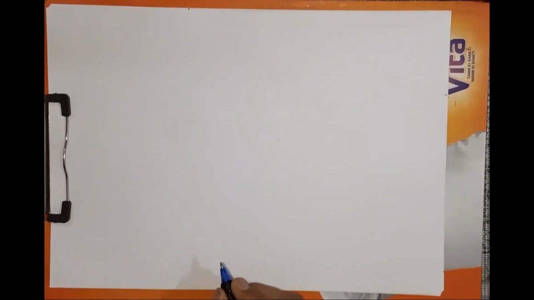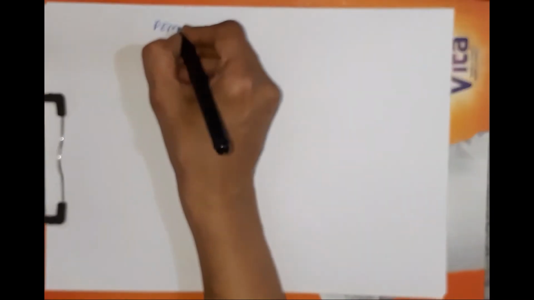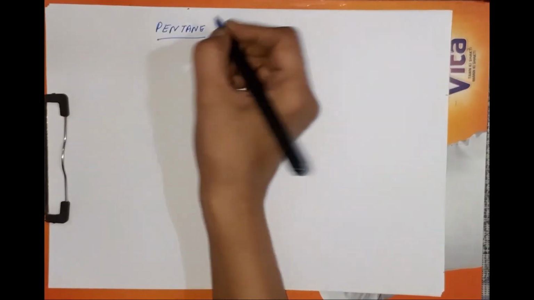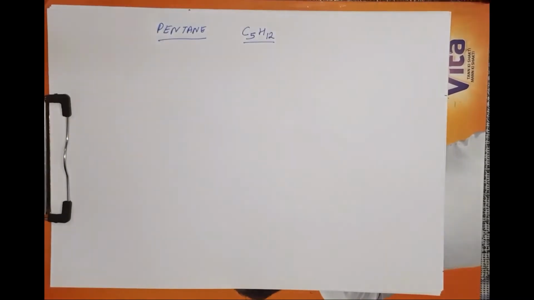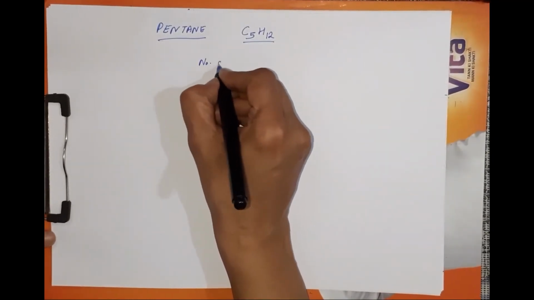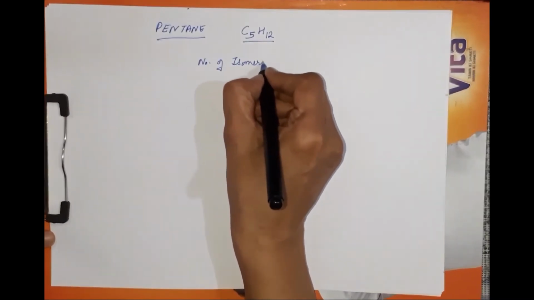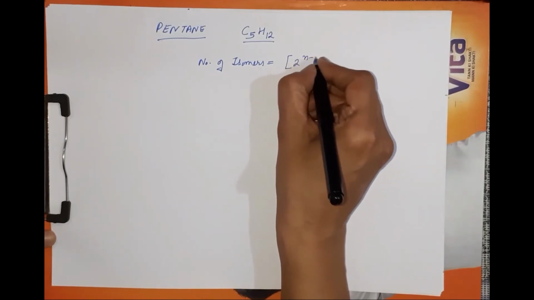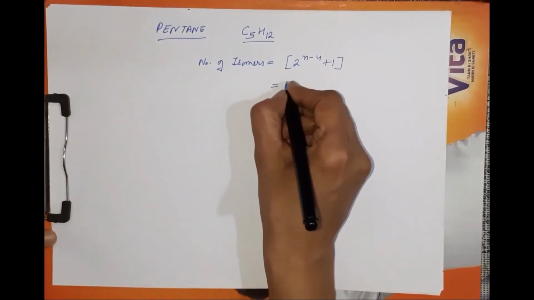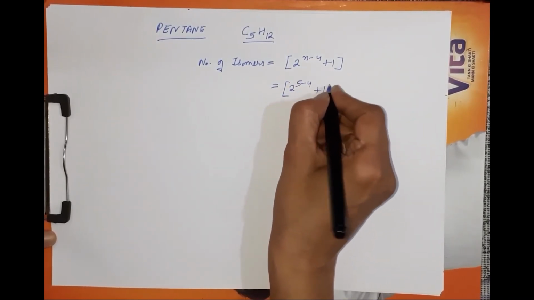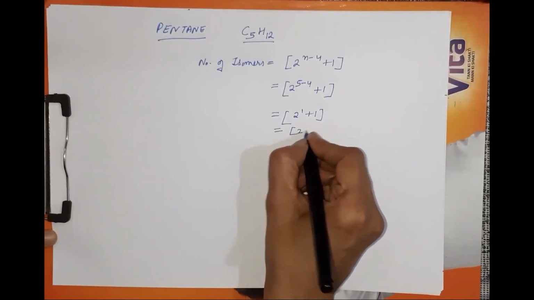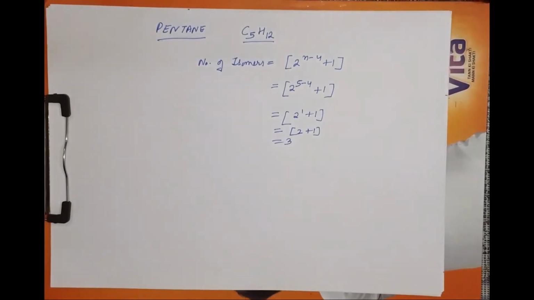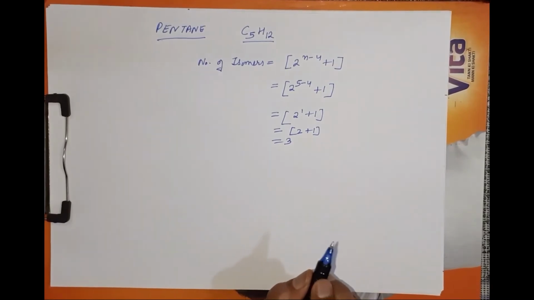Now I will discuss pentane. How many isomers can we write in the case of pentane? What is the molecular formula for pentane? It is C5H12. First let us calculate by the formula how many isomers there will be. Number of isomers is equal to 2 to the power n minus 4 plus 1, where n will be 5. So according to this formula, pentane should have 3 isomers.